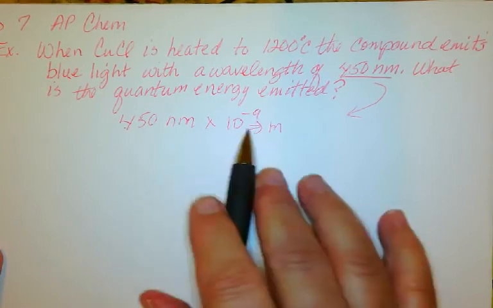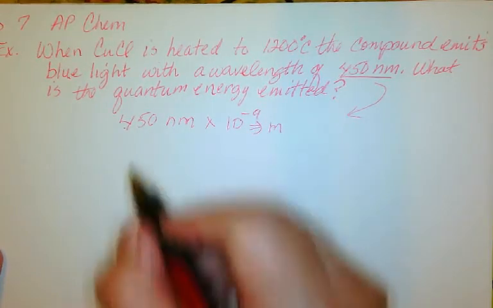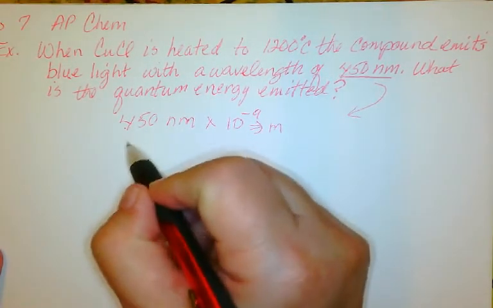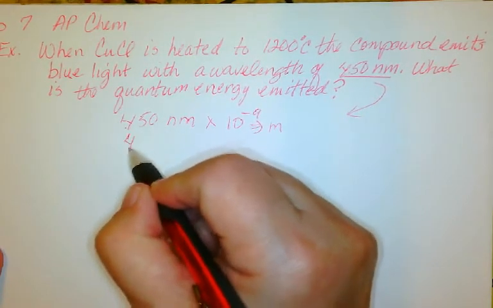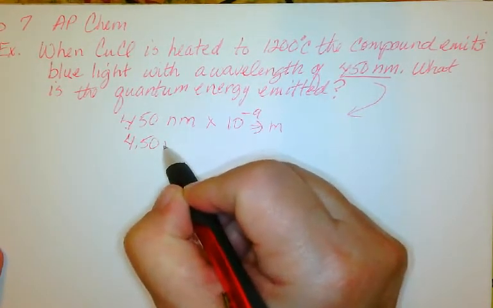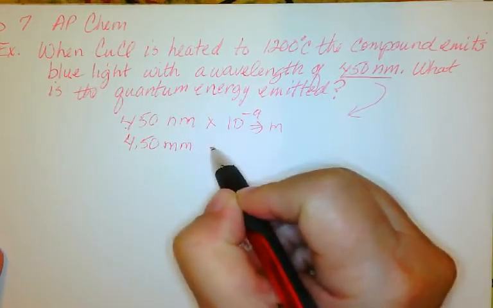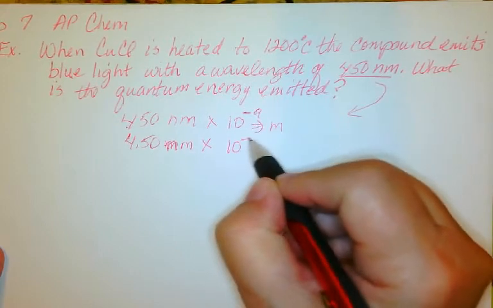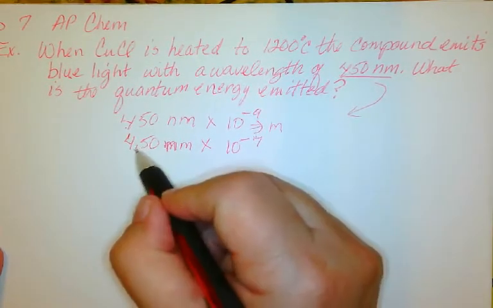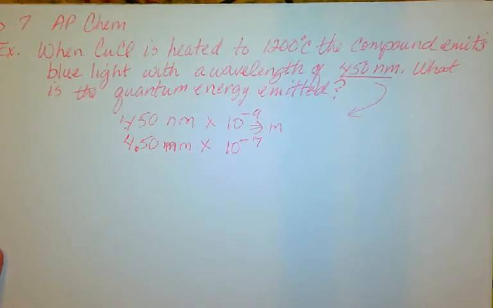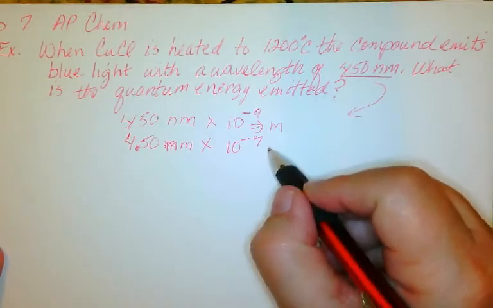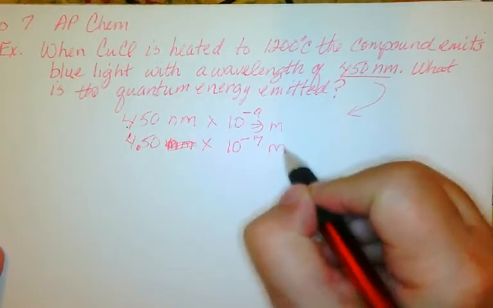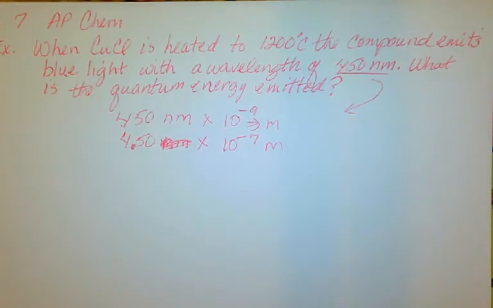However, 450 times 10 to the negative 9th is not good standard notation for scientific notation. So if I want to change it to 4.50, we're going to multiply it by 10 to the negative 7th, and that's going to give us our answer again in meters. Okay, so we have that equivalent that we can put in.